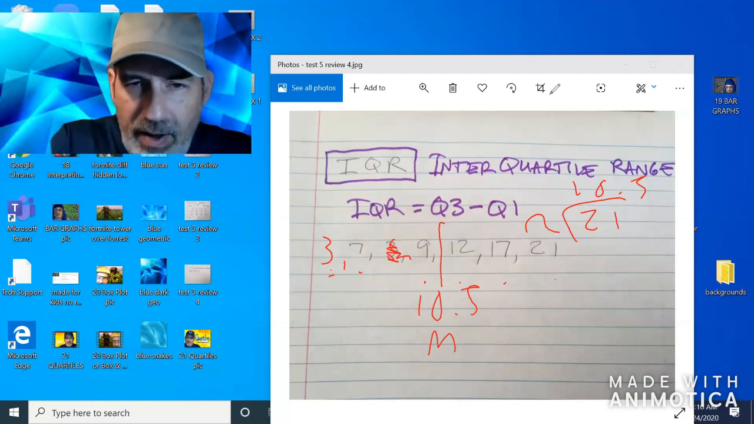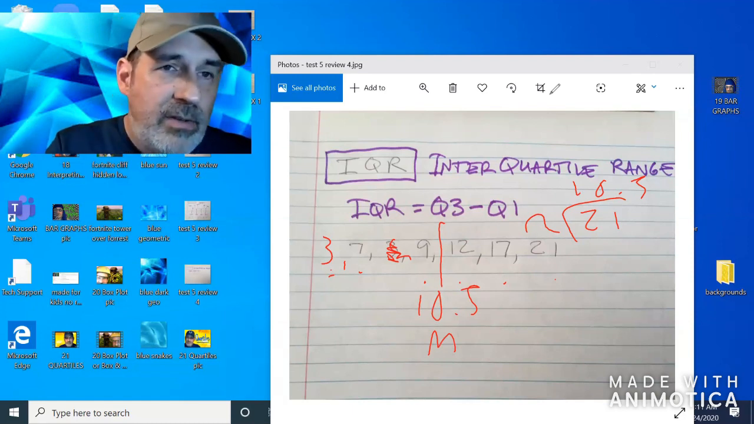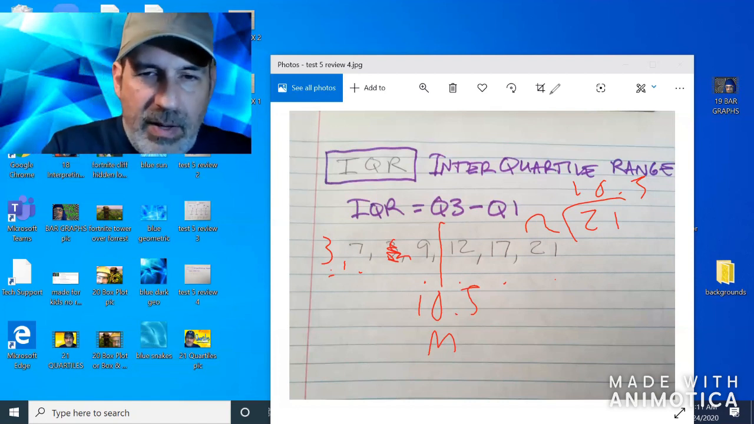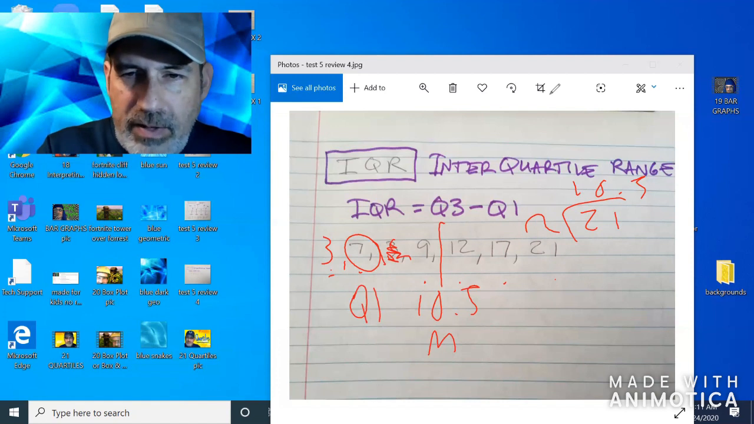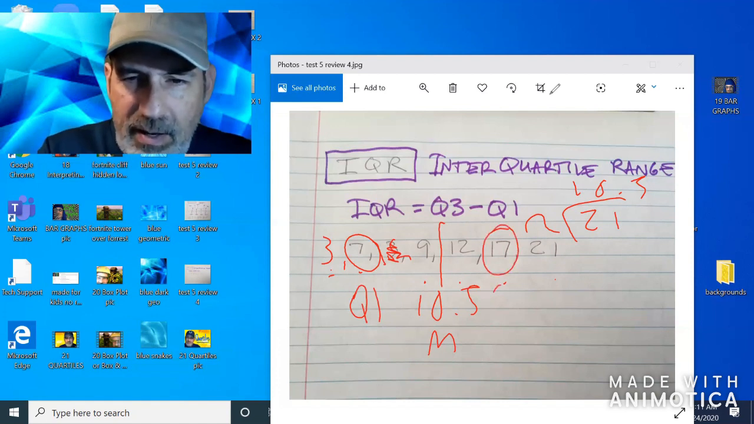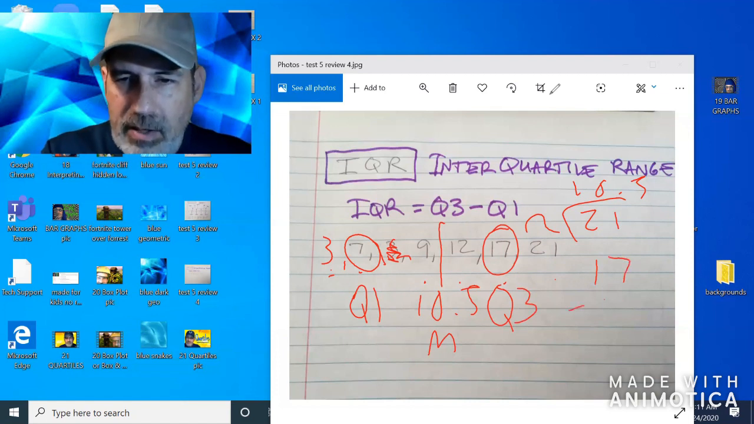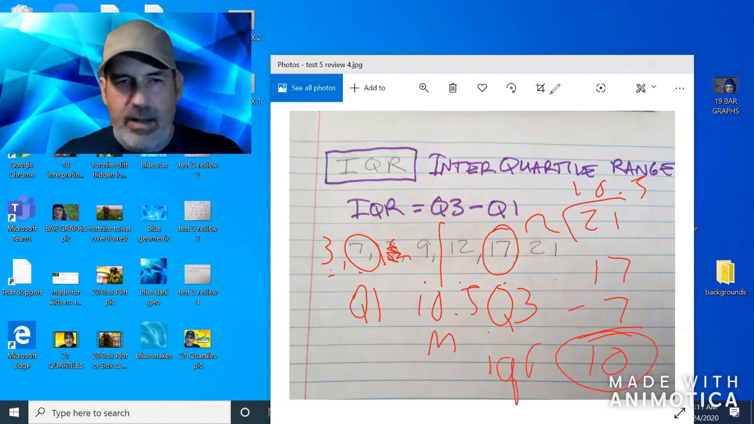All right, so now that I've divided in half, I have 3 numbers on this side. Oh, they were nice. Mr. Douglas was nice. I always say they were nice or they were mean. He made this easy. There's just 3 numbers on each side. So the middle number here is 7. That's my Q1. And 12, 17, 21, the 17 is my Q3. So Q3 minus Q1, and my IQR is 10. Okay?